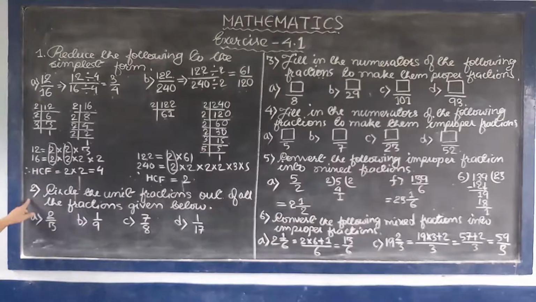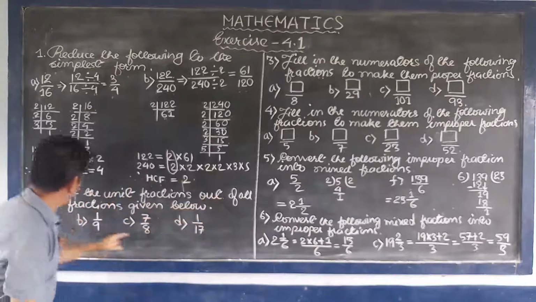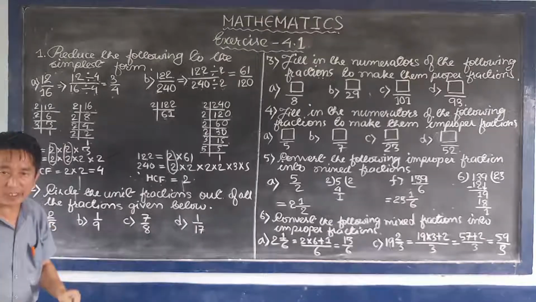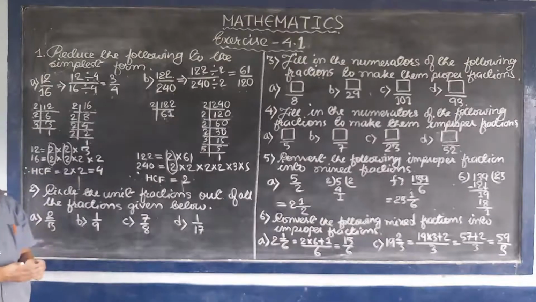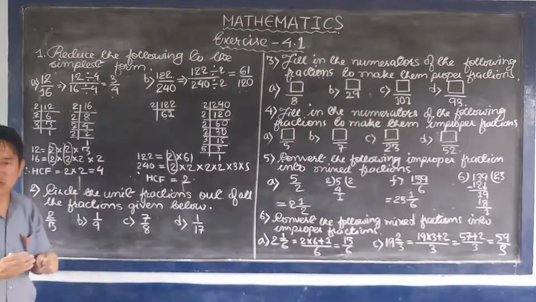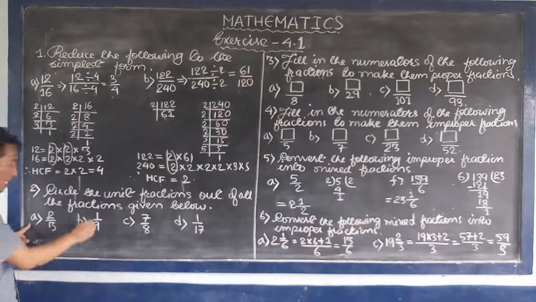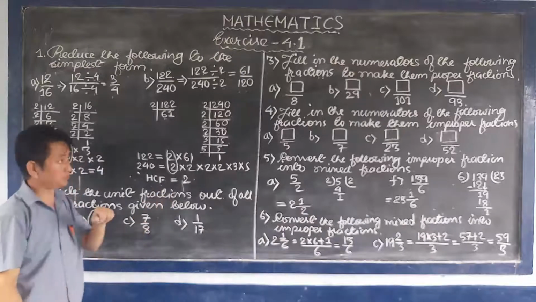Now next, question number 2. Circle the unit fraction out of all the fractions given below. As I already explained to you, a fraction whose numerator is 1 is known as a unit fraction. And you can find out here this is, and the rest you do by yourself.